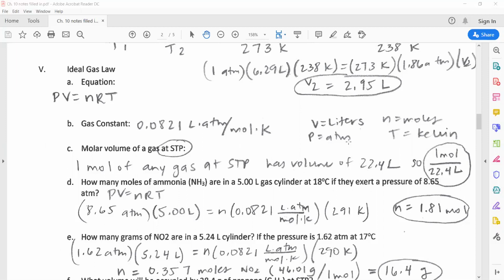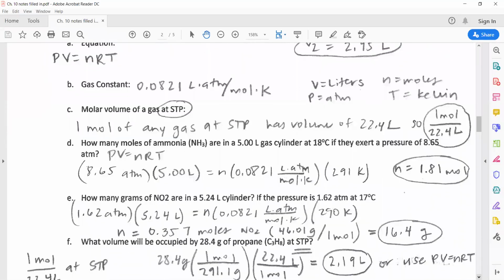But what it does is give us a helpful ratio or conversion factor that works at STP and only at STP. So any gas, if you have 1 mole, it will have the volume of 22.4 liters. I'll show you a couple of different examples of that.